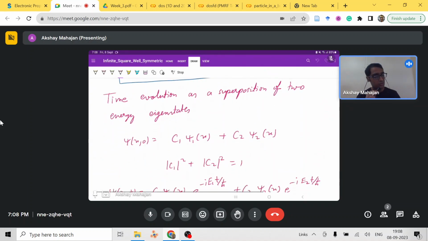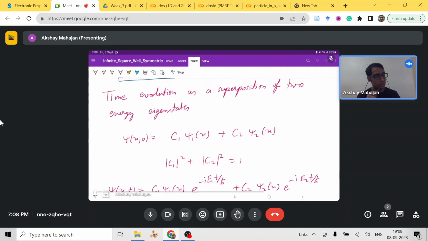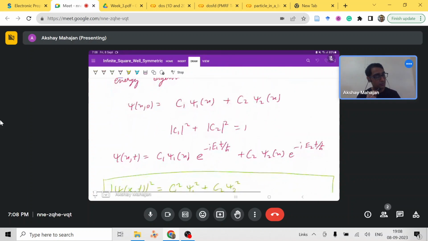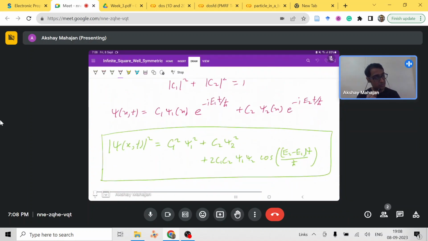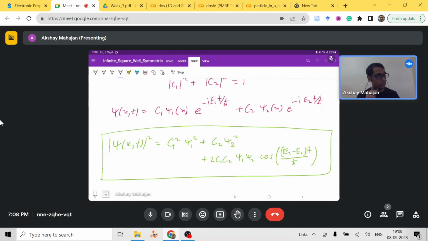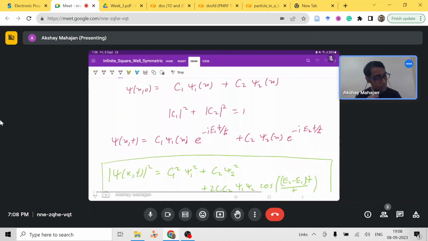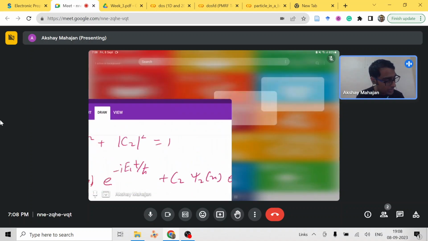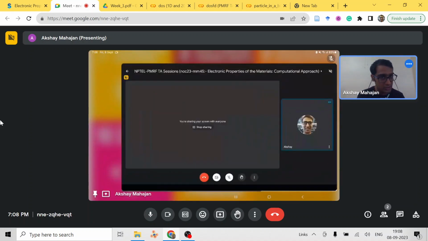And then we can also see the time evolution of the superposition of two energy eigenstates, which will be similar, and this has been done in the previous session. We have done a question also where we derived this equation. So that is the same thing. So now we will go to the Python script that was not discussed in the last session.